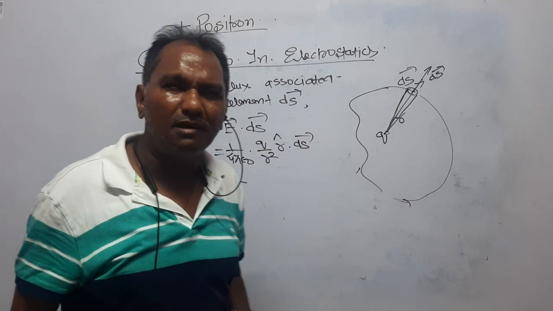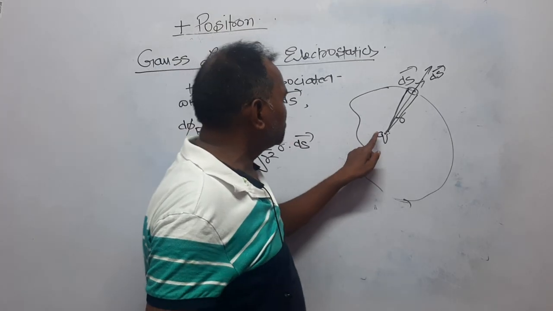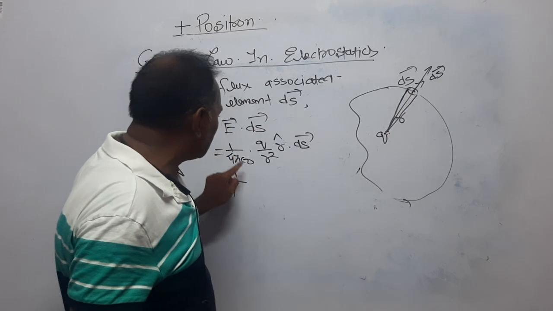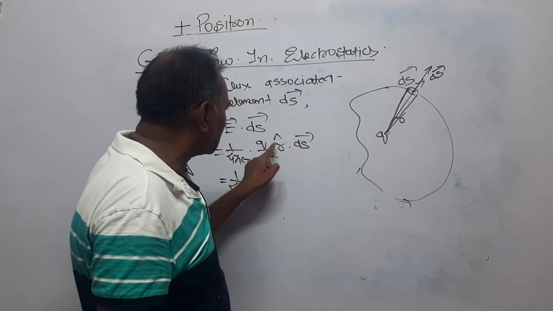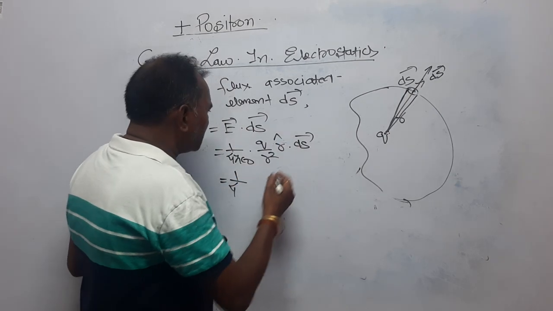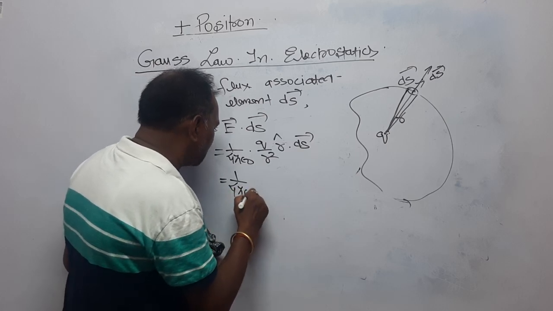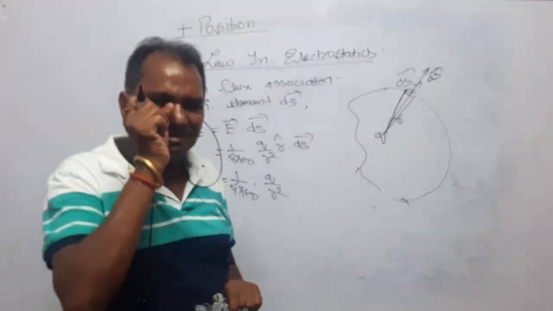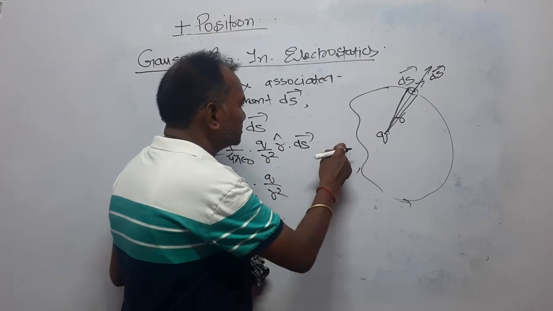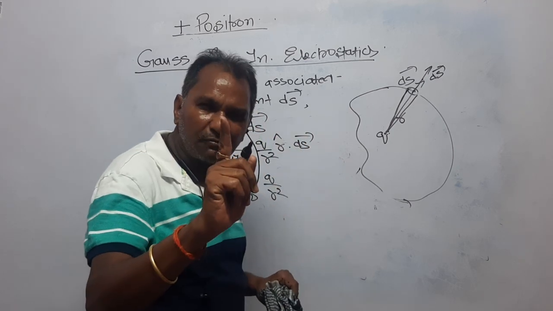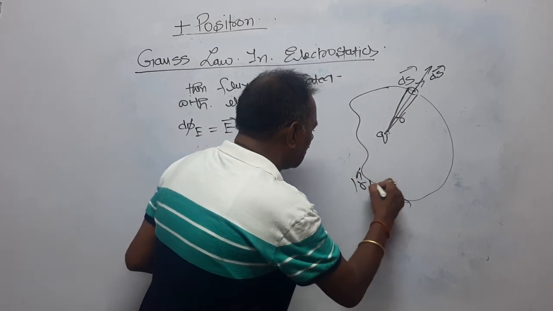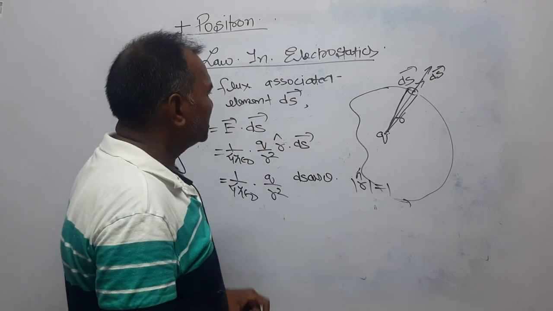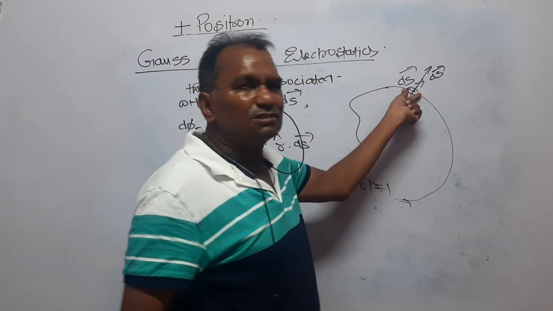I have just written here Coulomb's law, dear students. The electric field due to charge Q at this area element, which is R distance away, is 1 upon 4 pi epsilon naught Q upon R square R cap dot ds. Now you might write it as 1 upon 4 pi epsilon naught Q upon R square, mod of R cap mod of ds cos theta. Mod of R cap is 1, a unit vector, and so it is ds cos theta. Dear students, this is the flux due to this small element.